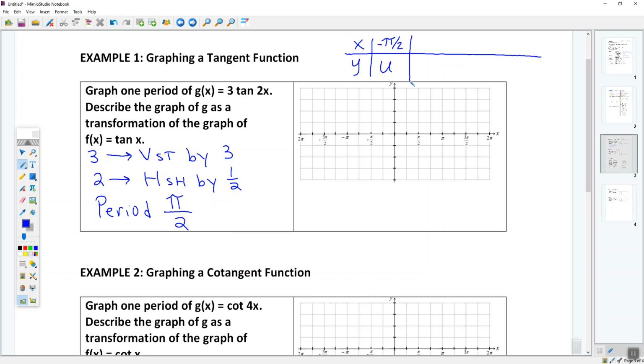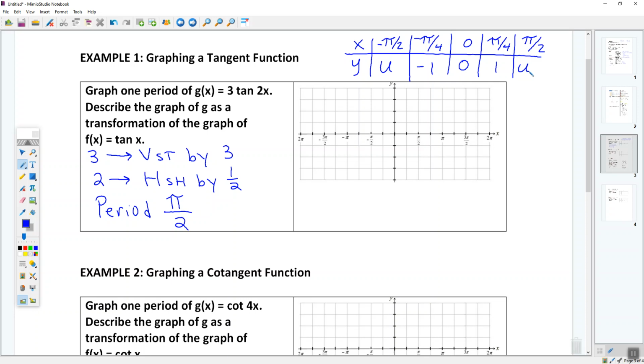Then the next one I wanted to use was negative pi over 4. We said that is going to be when the function's at negative 1. We said at 0, the function is 0. At pi over 4, we're back to 1. And where are we at pi over 2? Undefined again. Those are going to be like your starting points.